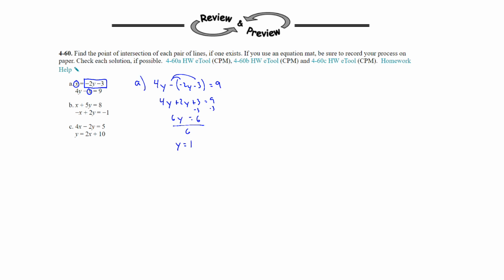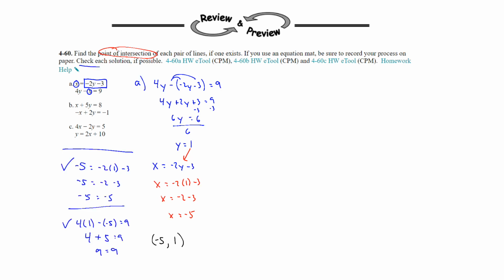1. We can now take y equals 1 and substitute that back in to your first equation for the y value. And so x is equal to negative 2 times 1 minus 3. Negative 2 minus 3 is negative 5. So we're looking for the point of intersection, so we do want to write this as an ordered pair. So x is negative 5 and y is 1.